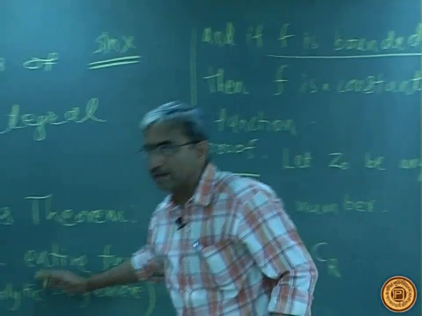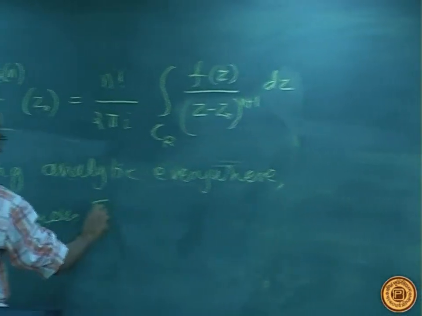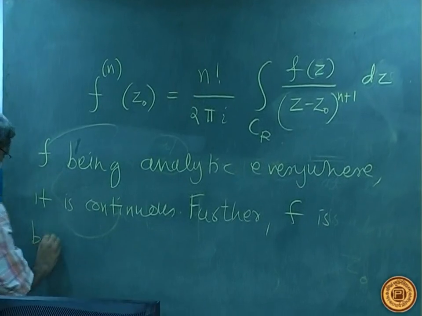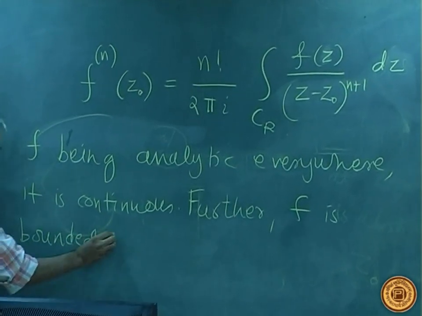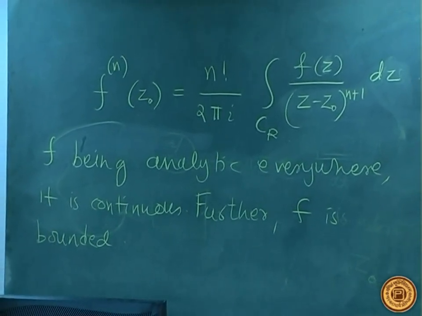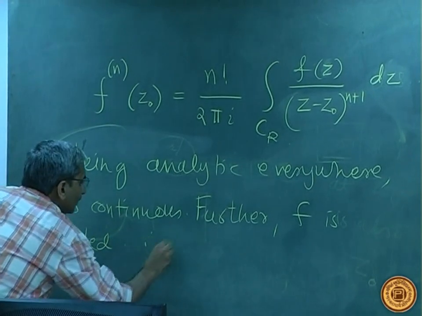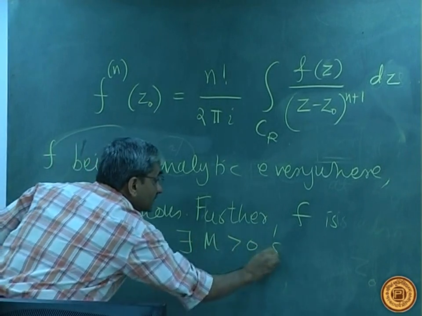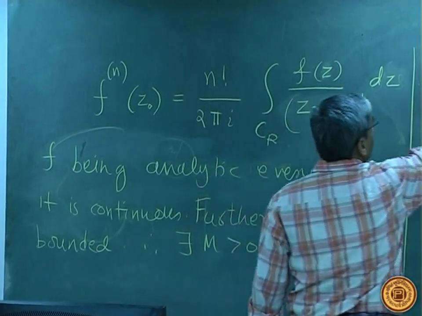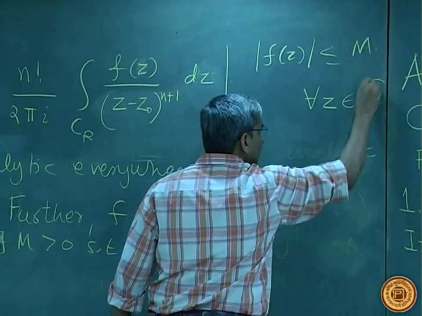So we have used both the facts that it is entire and bounded. Further, f is bounded. What do you mean by bounded? Complex numbers cannot be compared, so what does upper bound mean? The absolute value is bounded. Therefore there exists m positive such that mod f(z) is less than or equal to m for all z in C. That is the definition of bounded everywhere.